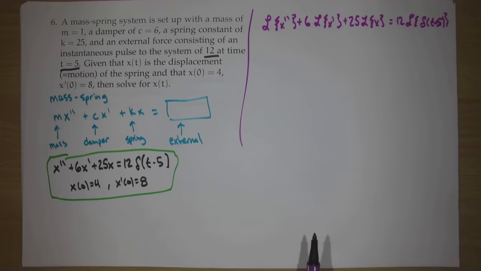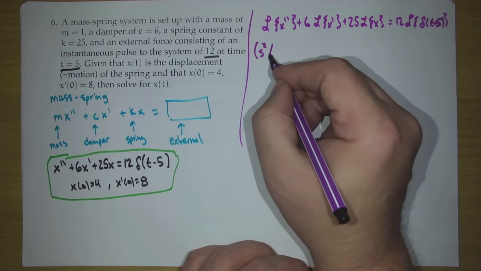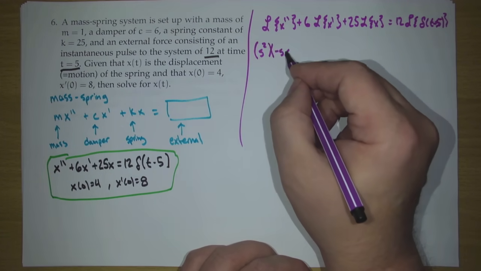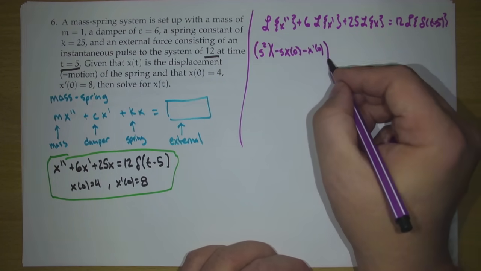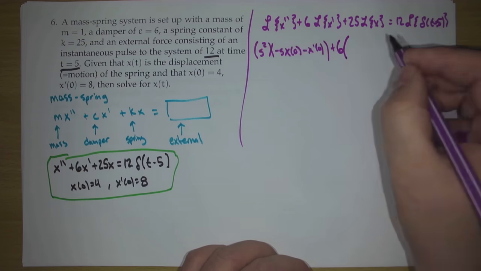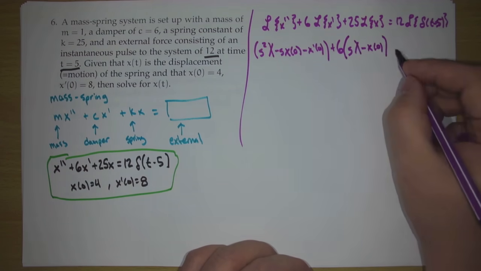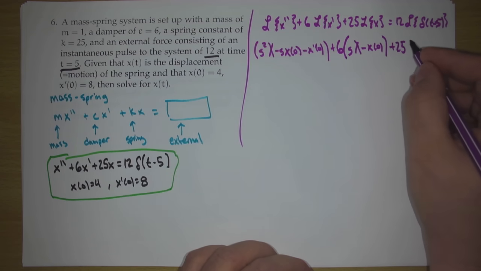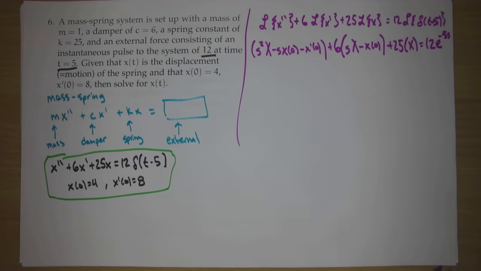So for x double prime, this will be s squared capital X minus s x of 0 minus x prime of 0, plus 6 parenthesis s capital X minus x of 0 close parenthesis, plus 25 capital X equals 12, and the Laplace of delta is an exponential function, e to the minus 5s. Okay. All right, good.